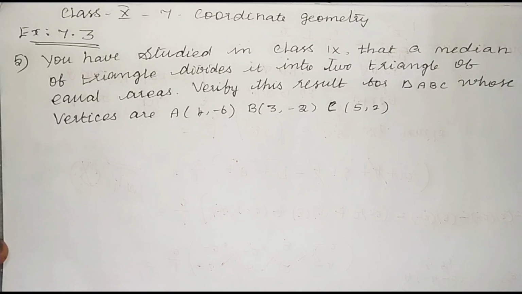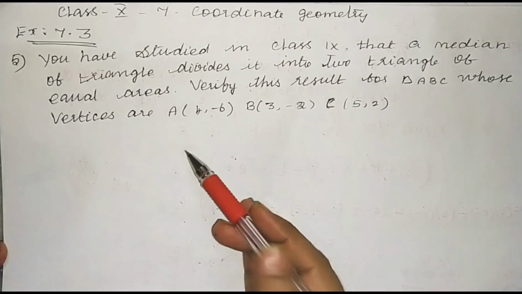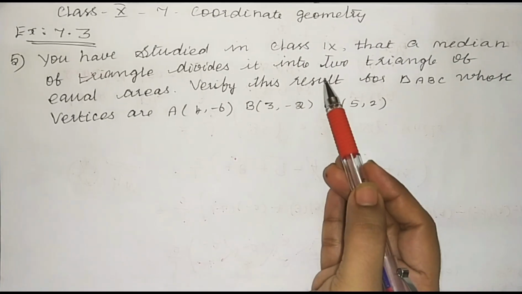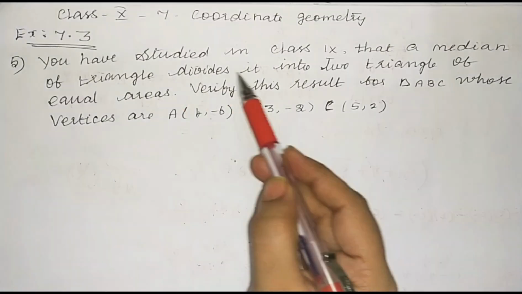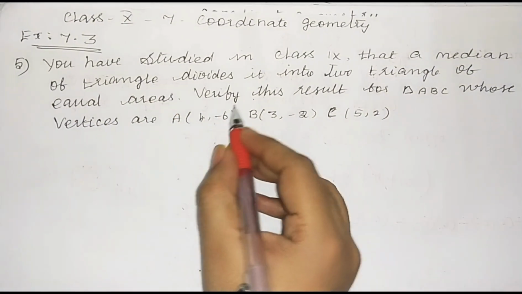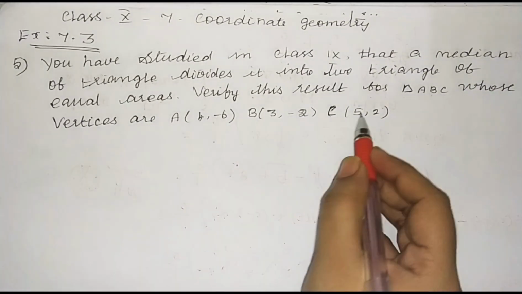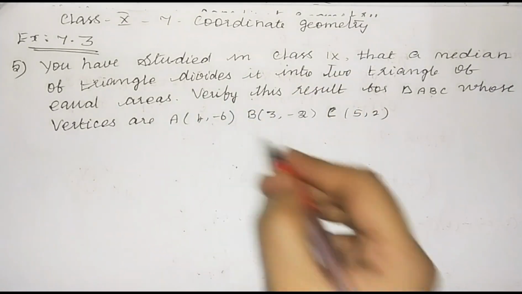Class 10, Lesson 7, Coordinate Geometry, Exercise 7.3, the fifth sum. You have studied in Class 9 that the median of a triangle divides it into two triangles of equal area. Verify this result for triangle ABC whose vertices are given. So through a diagram I will explain it to you.